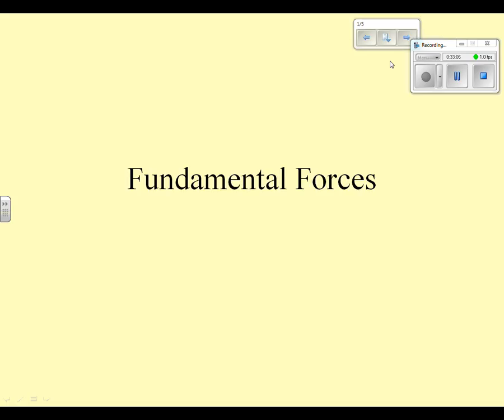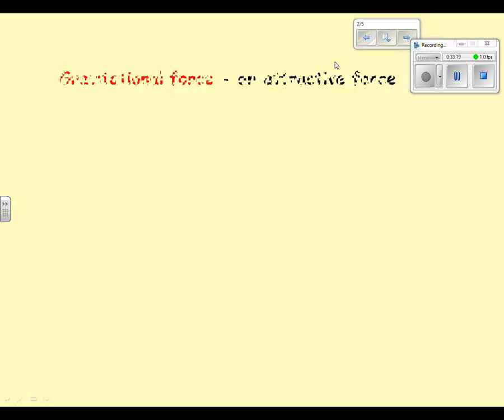It's the foundation. Okay, there are only 4 fundamental forces, and every other force is sort of like a child or an offspring of those forces. Okay, and here they are. They are gravitational force. It's an attractive force. I like it. I'm attracted to the Earth.